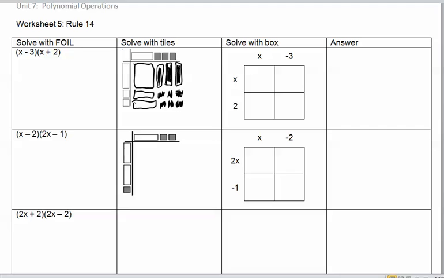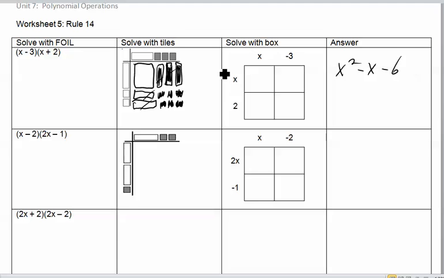So our answer is x squared. These, we have minus 3x plus 2x. Remember, that cancels and that cancels and that cancels and that cancels. So we get a negative x. And then we have 1, 2, 3, 4, 5, 6 negatives. And so that's our answer.